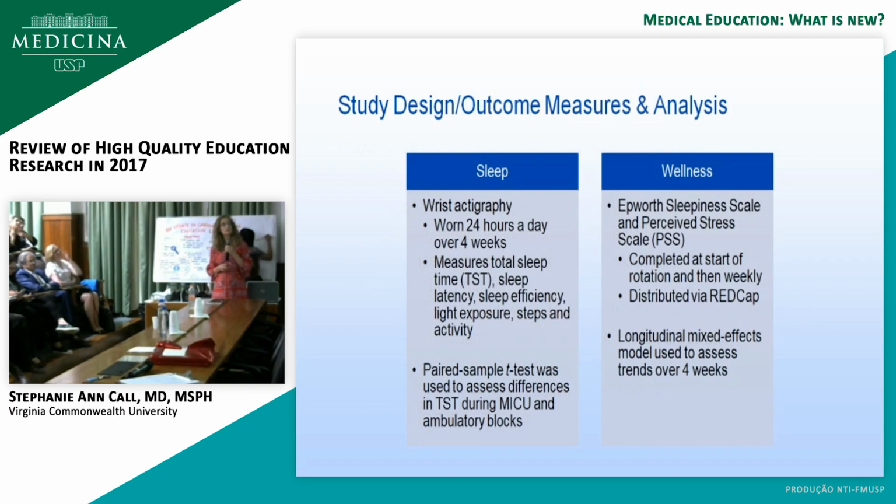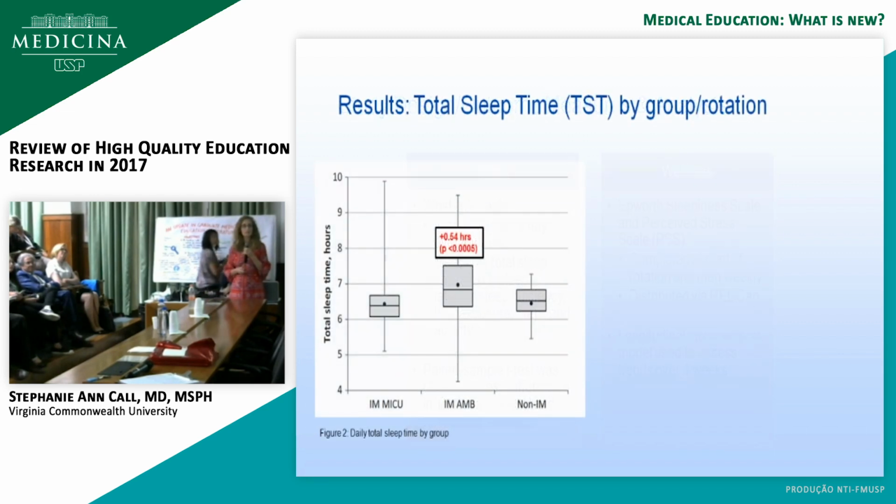So some of the measures that they looked at were sleep, and all 3 of the studies that I'm about to talk about used wrist actigraphy, which is basically your Fitbit, if you will. So they put Fitbits on all of the residents. They wore them for the 4 weeks. It measured total sleep time, sleep latency, sleep efficiency. So how did they sleep? They also measured sleepiness and perceived stress at different time points during the study.